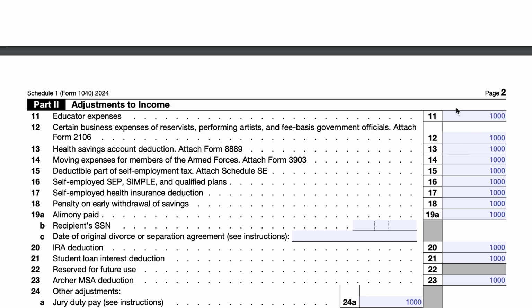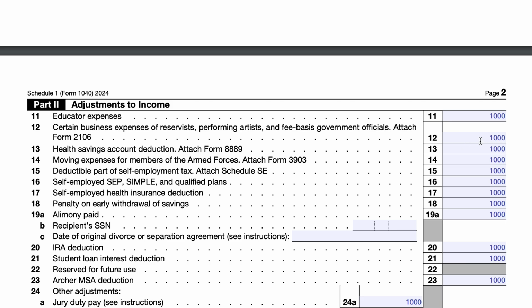Certain business expenses. So there's a form, IRS Form 2106. If you're a reservist in the armed forces, this is the form that you would complete to claim travel expenses related to your drilling or guard duty. Performing artists and fee basis officials all have the ability to claim certain business expenses on IRS Form 2106. That would be attached to Schedule 1, and you would put the dollar amount here.